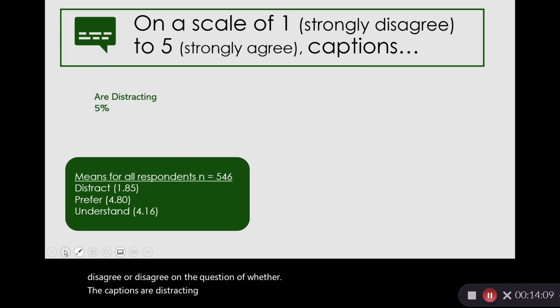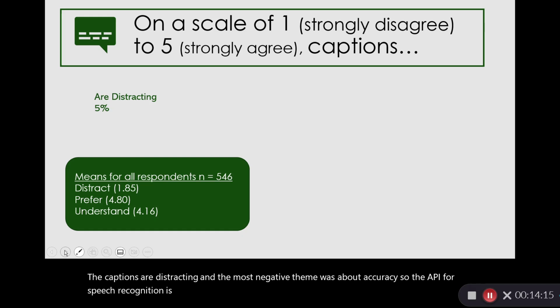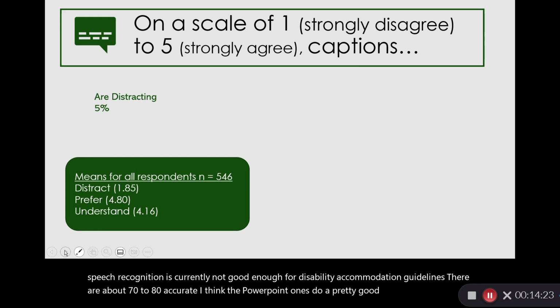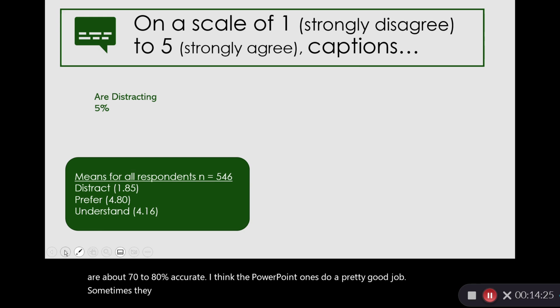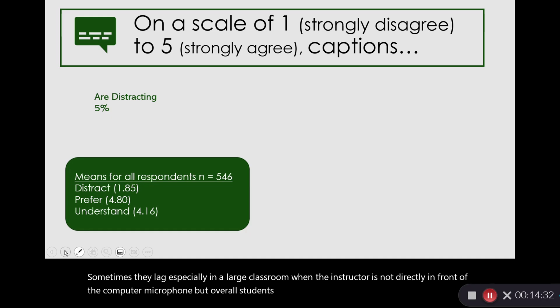And the most negative theme was about accuracy. The AI for speech recognition is currently not good enough for disability accommodation guidelines. They're about 70 to 80% accurate. I think the PowerPoint ones do a pretty good job. Sometimes they lag, especially in a large classroom when the instructor's not directly in front of the computer microphone. But overall, students said they helped them to understand me, and when their other instructors used them, it helped them there as well.